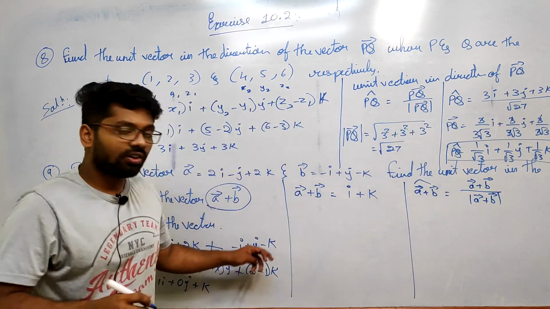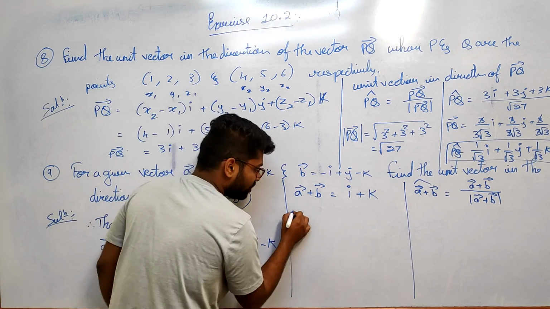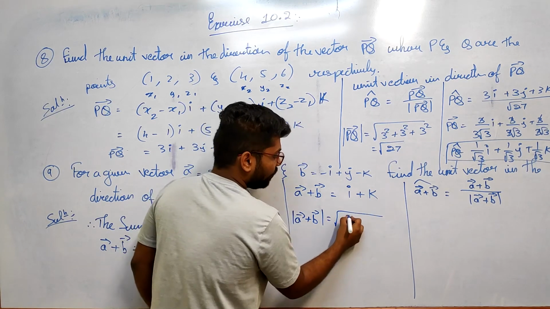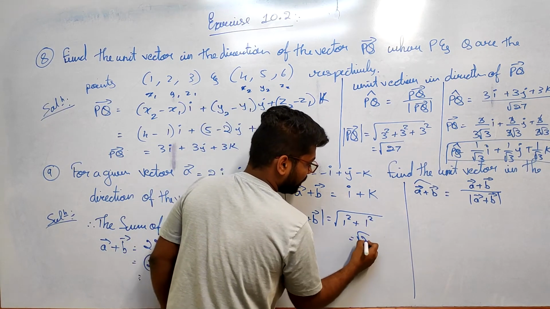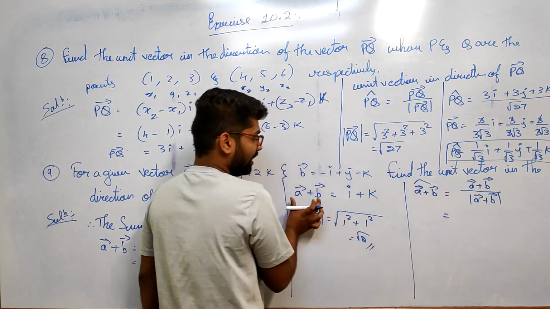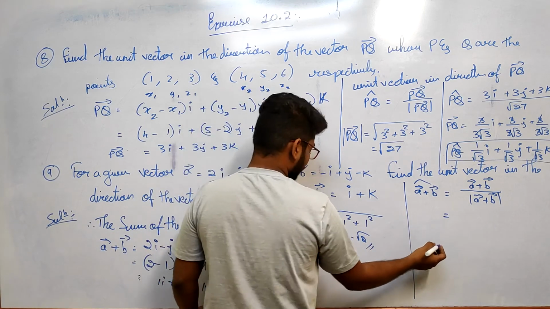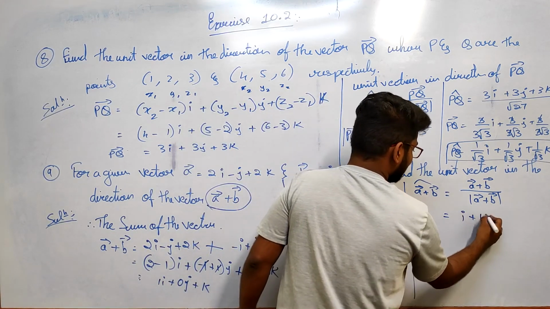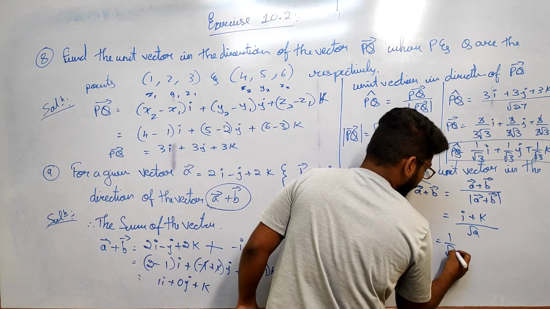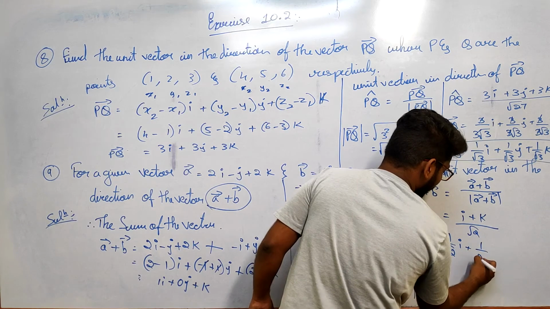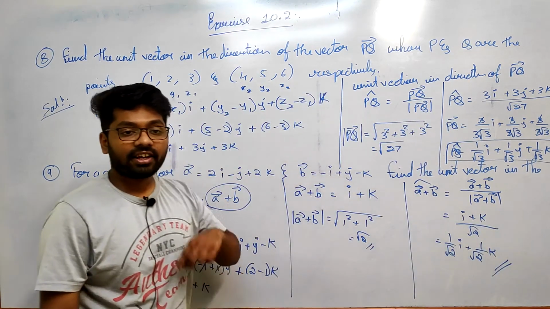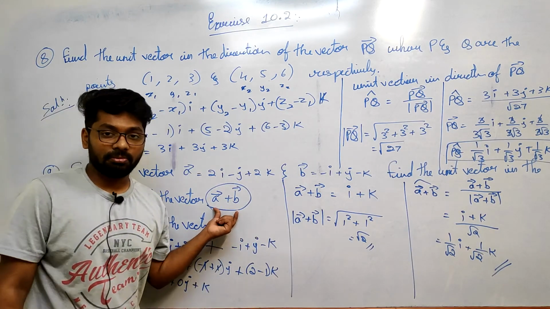So therefore, now just take a look here. The modulus of a bar plus b bar we will find first. Modulus is nothing but root of 1 square plus 1 square, which is nothing but root 2. So therefore substitute in this the value of a bar plus b bar. So it will be i plus k divided by root 2, which is nothing but 1 by root 2 i plus 1 by root 2 k. So this is nothing but the unit vector in the direction of the vector a bar plus b bar.